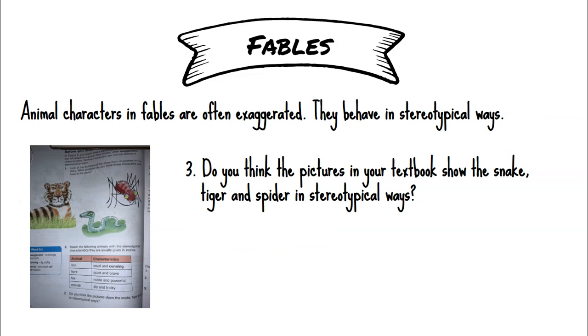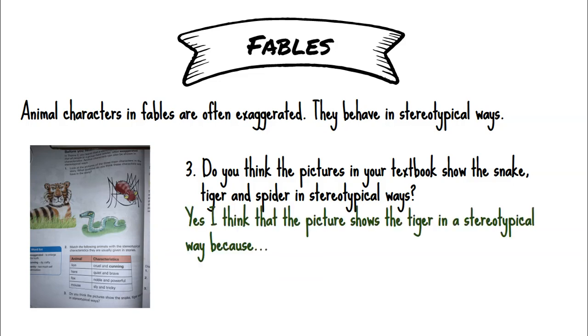Then number 3. This is the question on the bottom of page 92. Do you think the pictures in your textbook show the snake, tiger, and spider in stereotypical ways? In ways that you would expect? So do they look like, from looking at the picture, their facial expression, their position, the way that they look, do they look stereotypical the way that you would expect?